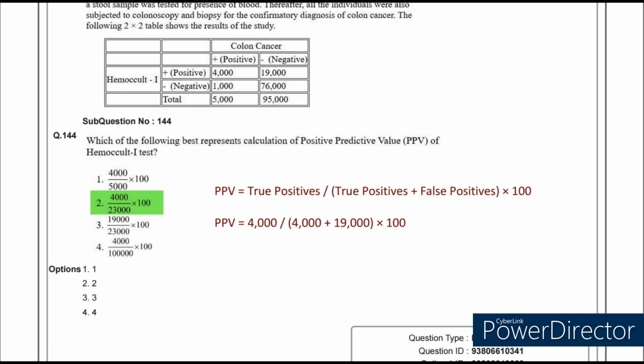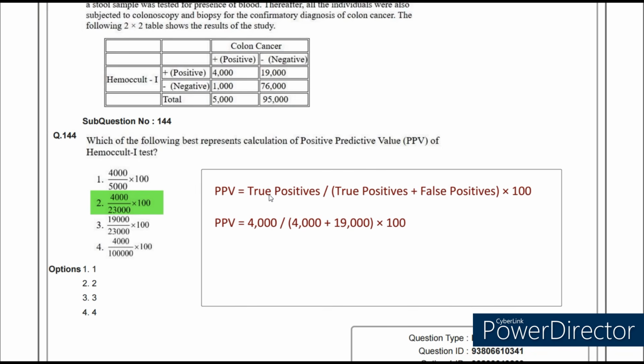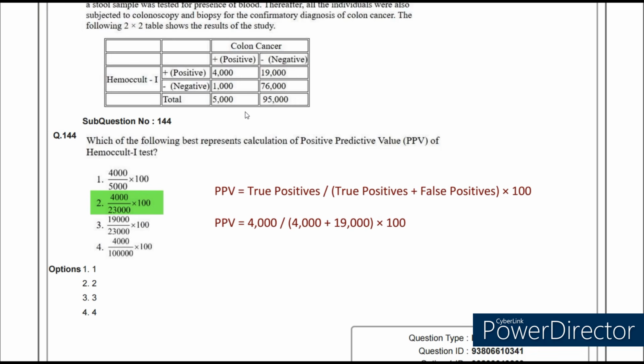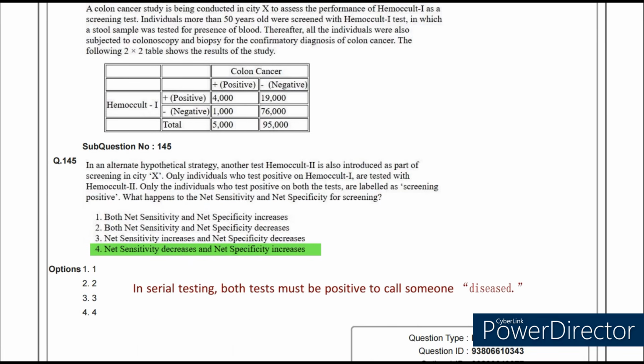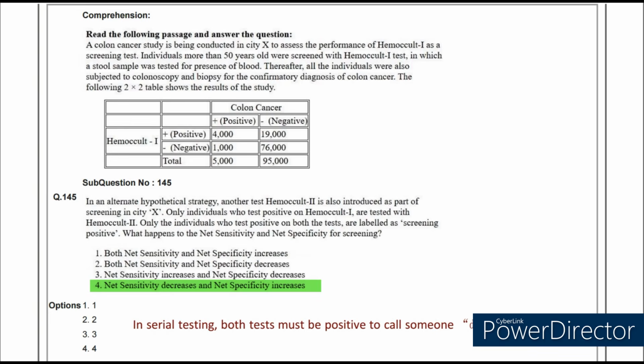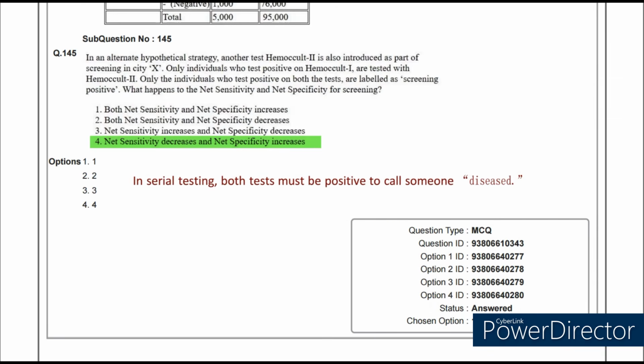And now coming to question number 144, they are asking you to calculate the positive predictive value or PPV. Always remember, for PPV or NPV, that is negative predictive value, you need to look horizontally on the table. So in this case, the formula should be true positives divided by true positives plus false positives multiplied by 100. So 4000 divided by 4000 plus 19,000 multiplied by 100. That's it. Now coming to question number 145, which is also a very easy question but slightly twisted. So what they are saying, only the individuals who test positive on both the tests are labeled as screening positive. So this type of screening is called serial testing.